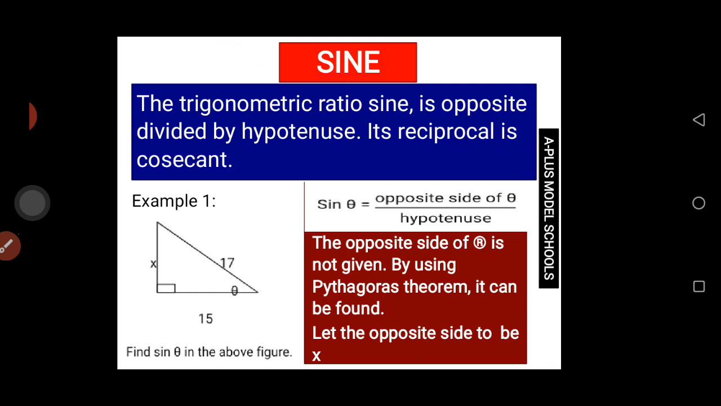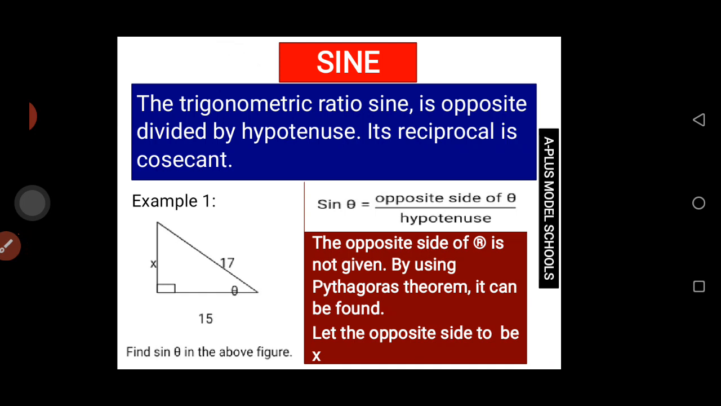Now let's take the trig ratios one after the other in doing some examples. Don't forget, I told you that sine is opposite all over hypotenuse, and the reciprocal is cosecant, which is pronounced cosec. Now example 1. Find sine theta in the above figure. When you look at sine theta, it means I'm looking for the side facing the angle theta.